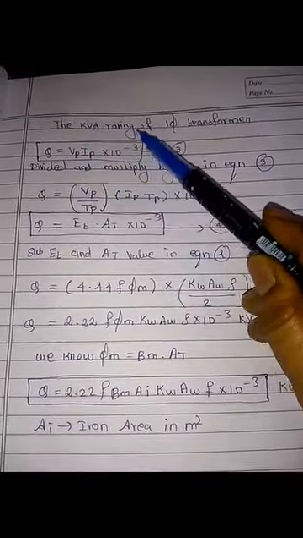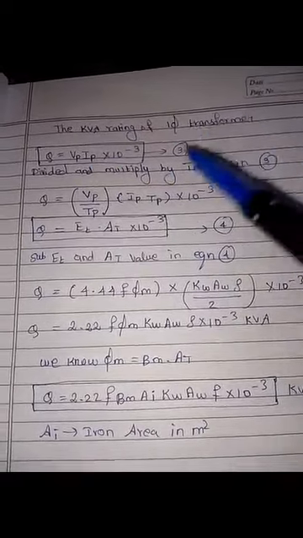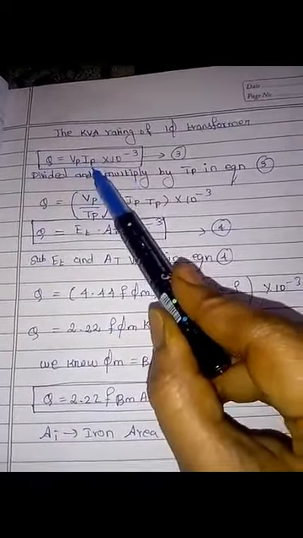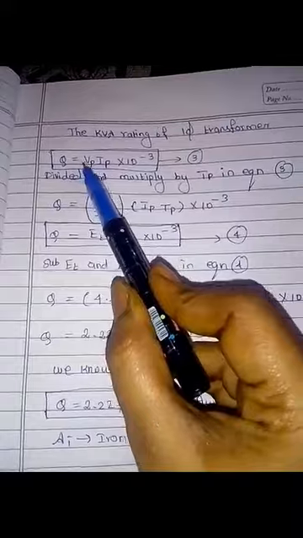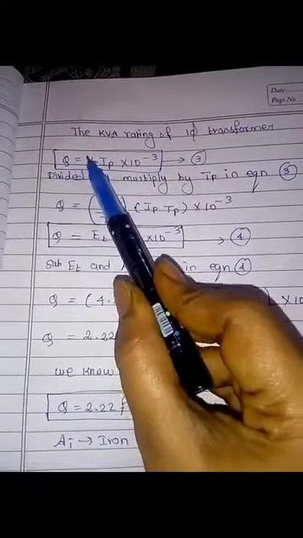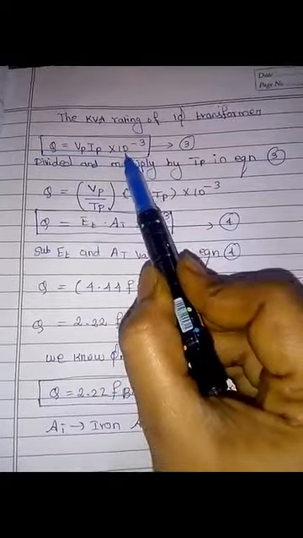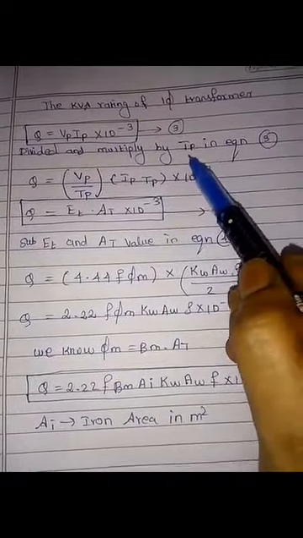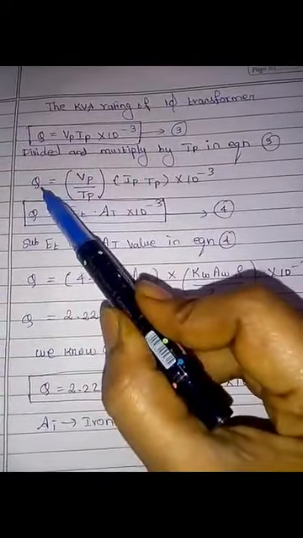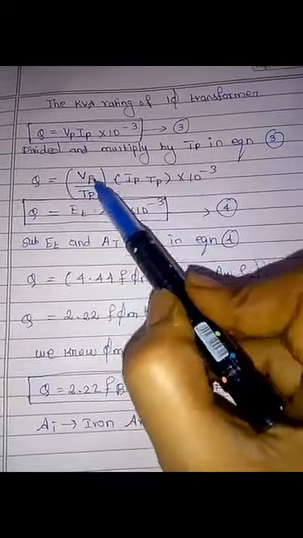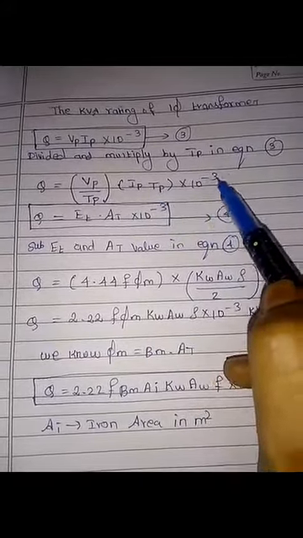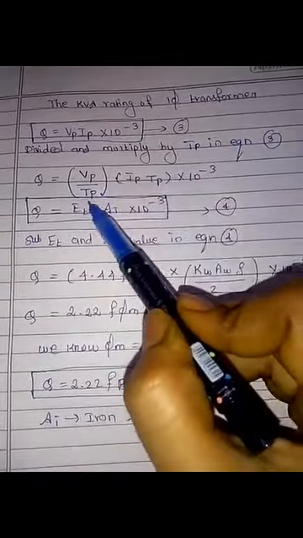Next, the KVA rating of a single phase transformer. The formula of the KVA rating of a single phase transformer is Q equal to VP IP into 10 to the power of minus 3. We already know the Q value is the multiplication of the primary voltage value and primary current value into 10 to the power of minus 3. Here we can divide and multiply by the primary turns in equation 3. So we can get the equation VP divided by TP and IP multiplied by TP into 10 to the power of minus 3. Here we divide and multiply the TP value.